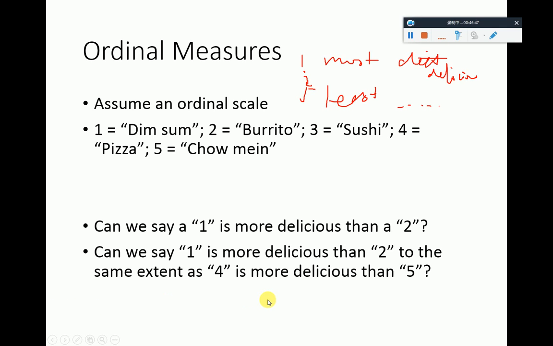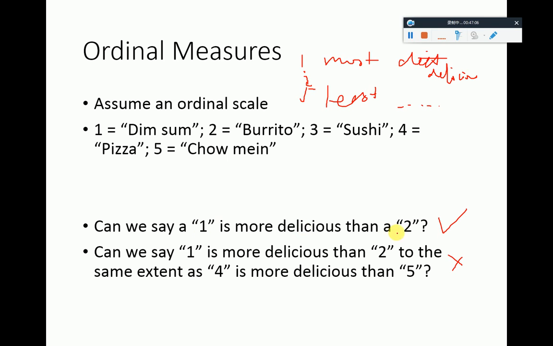The answer is no. This is yes. This is no. Why is this yes? Because we know, and we said before, that an ordinal measure can tell us the rank.